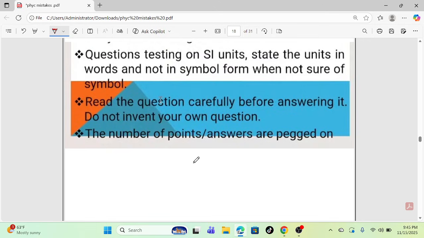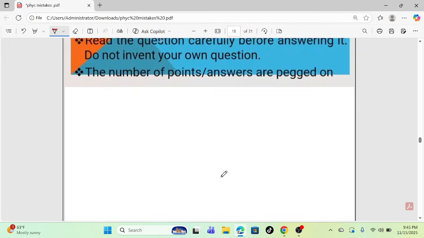Also read the question carefully before answering it. Do not invent your own question, please. Just read. You have time. 2 hours is more. It's enough time. When waliweka hiyo 2 hours hiyo paper hawakuwa wajinga. So just read the question carefully before answering. Do not invent your own question. The number of points or answers are picked on.